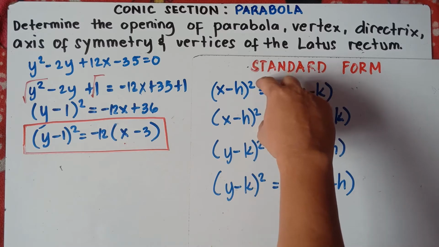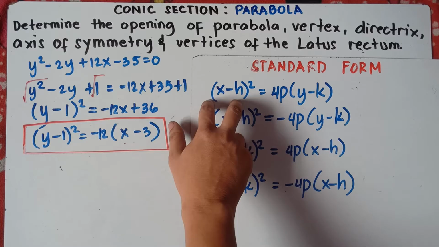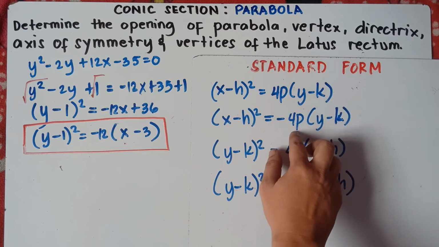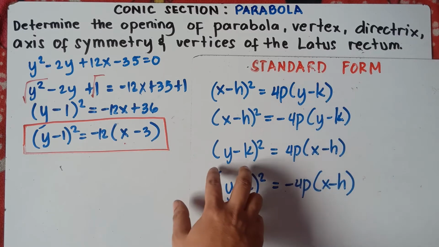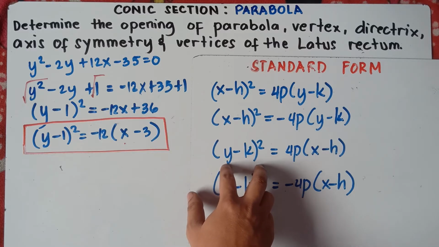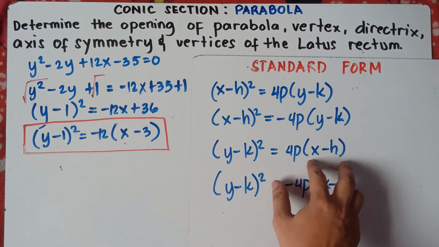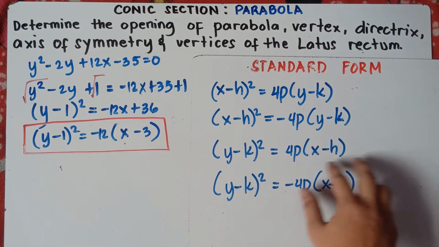therefore your parabola opens up or down. So if you have a positive number before y minus k, your parabola opens upward. If you have a negative number before this quantity, your parabola opens downward. Now for quantity y minus k squared, if you have a positive number before this quantity, your parabola opens to the right.